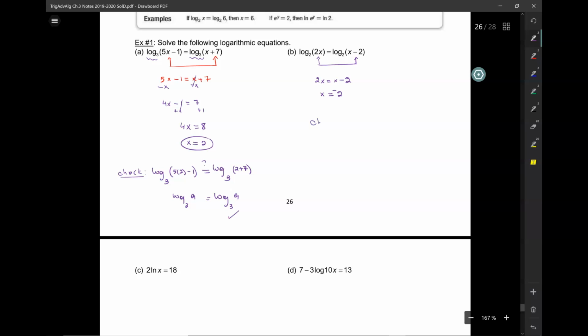And now let's go and check. I get log base 2 of 2 times negative 2, but look at what happens here, right? What do I get there? Log base 2 of negative 4. Is that allowed? That's not allowed. So that doesn't work. So you say no solution.